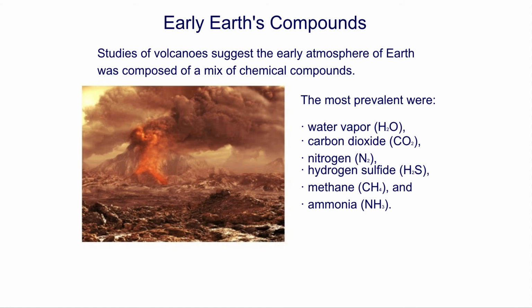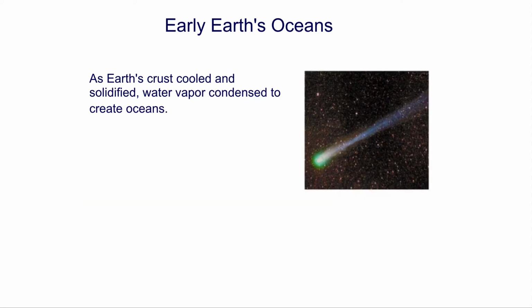Early Earth was a hostile place and it wasn't really good for life yet. It was very violent, filled with volcanoes, toxic chemicals in the atmosphere, but it changed eventually. The most prevalent chemical compounds in the atmosphere were water vapor, carbon dioxide, nitrogen, hydrogen sulfide, methane, and ammonia, and the Earth's surface was very hot. As the Earth cooled, the water vapor condensed and it created the Earth's oceans.